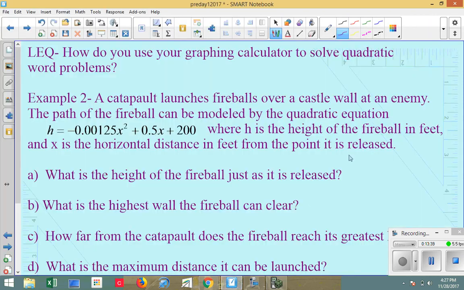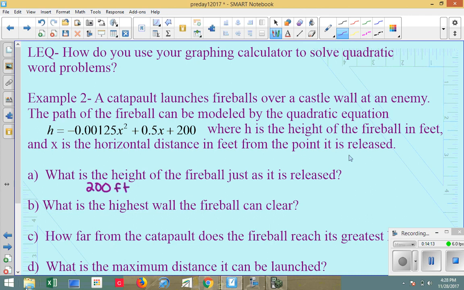So the first one, what is the height of the fireball just as it is released? Well, remember, x is the horizontal distance in feet from the point it is released. So in other words, we want to know the y value when the x value is 0 because it's 0 away from where it's released when it's released. So this one might be easy enough that I can just look at the equation because it's in standard form and realize it's going to be 200 when I substitute 0 in for x. And these are feet.